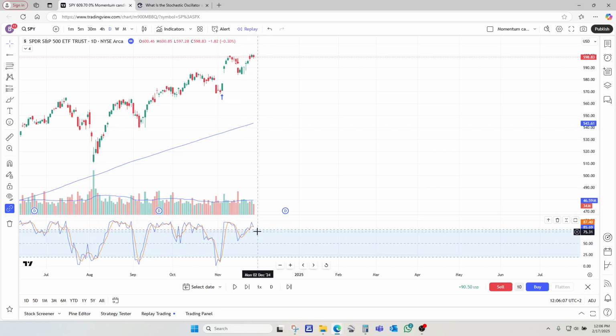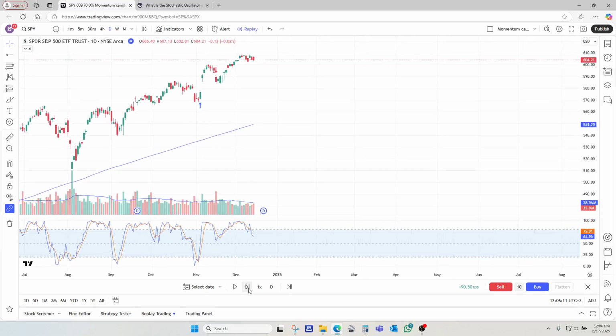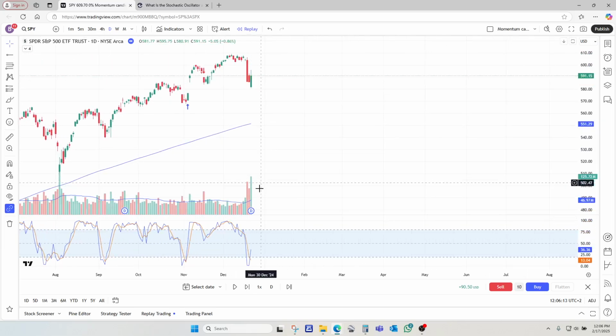So we are waiting for it to come down. We don't do anything while it's up here. I want to see it down here to take my next decision. And here we go. So we went down and we closed above. We are at 36. I buy here. Let's see what happens.